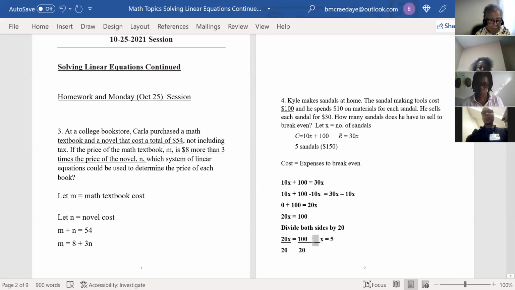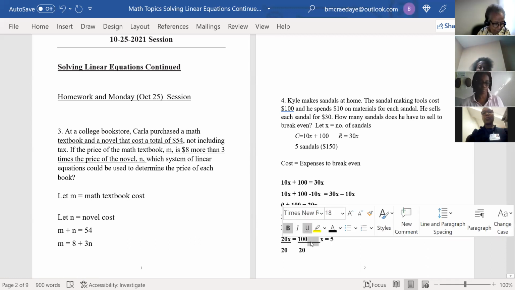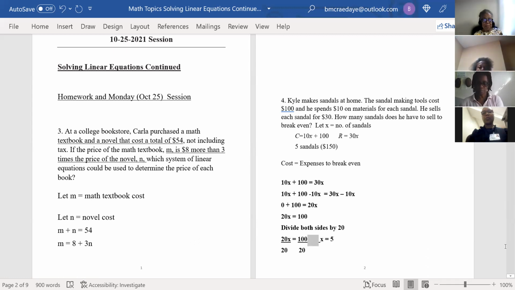So that means how many sandals he has to sell? 5 pairs. He has to sell 5 sandals. How many sandals does he have to sell to break even? He has to sell 5.